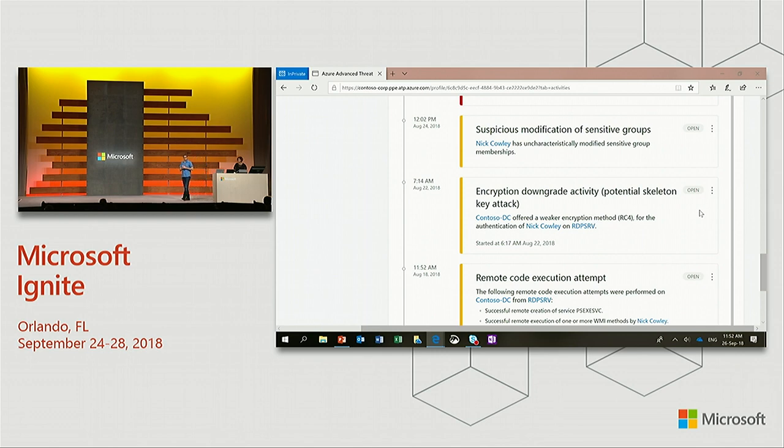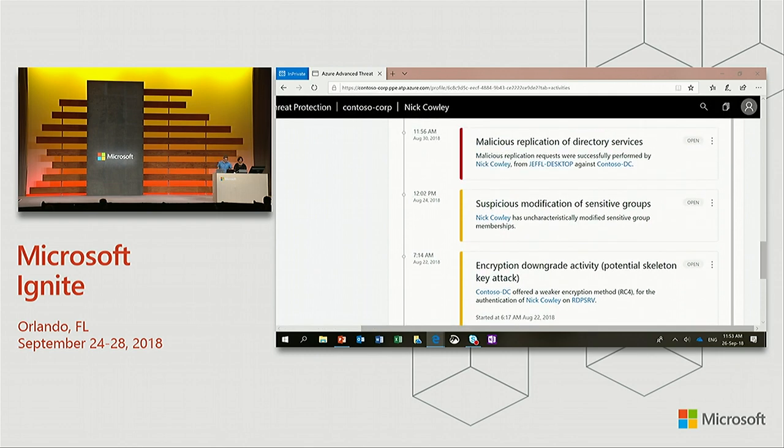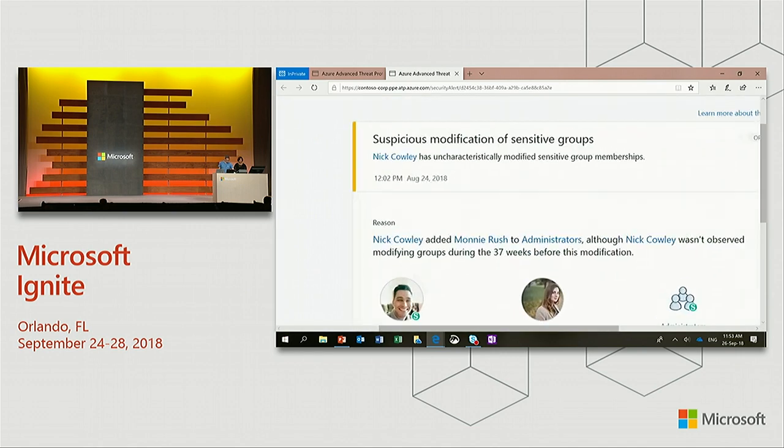And we can see several additional aspects that came later from Ron's device, from Nick's device, such as, for example, encryption downgrade activity. And as we know, and as Astrid said before, Azure ATP is monitoring what kind of encryption protocols are used between different users and different computers into different resources. And we've identified that there was a specific encryption protocol that was suddenly downgraded. And we are marking that. And in this case, we have the ability to know that this is a potential skeleton key attack.